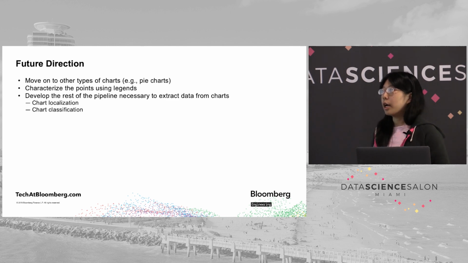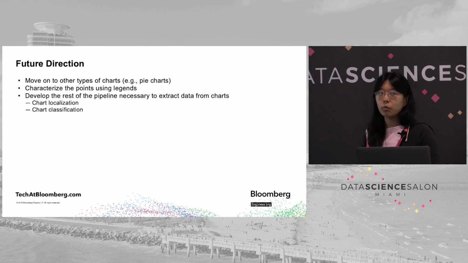And lastly, what I described so far is data extraction, right? But that's assuming that you have that image of a plot readily available. In reality, you usually have a document with text, tables, charts. So how can we localize the chart and then classify it, whether it's a bar chart, a scatter plot, or a pie chart? So developing the rest of the pipeline is also necessary to do this full extraction.